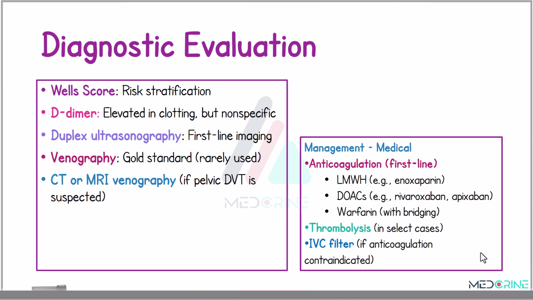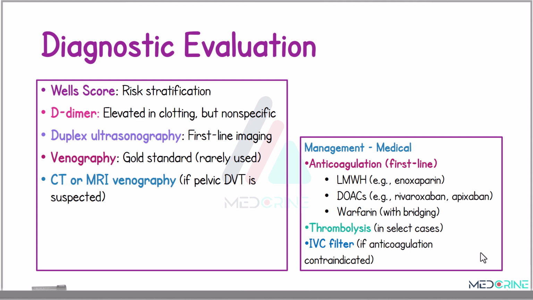The diagnostic evaluation of deep vein thrombosis. Initial clinical assessment involves conduction of a Wells score, which is a validated tool to stratify patients based on their DVT risk. If the risk is low and a D dimer is negative, DVT can often be ruled out. A positive D dimer supports a possibility of clot formation, but is non-specific.